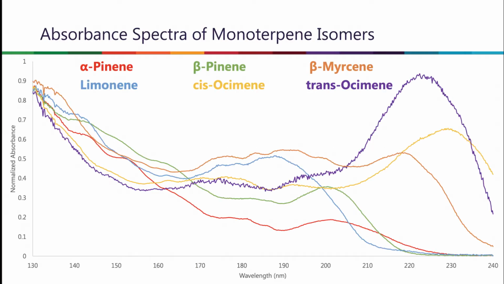In this first figure, we see the absorbance spectra of 6 monoterpene isomers. In mass spectrometry, they will have similar, if not identical, mass spectra, which makes identification and quantification difficult. And even though we see compound class similarities in the absorbance spectra, such as with cis and trans-ocimene, they still produce distinct absorbance spectra that will allow us to do a deconvolution once we've compressed the chromatography.